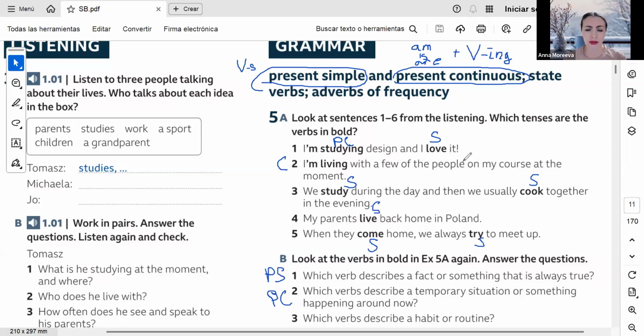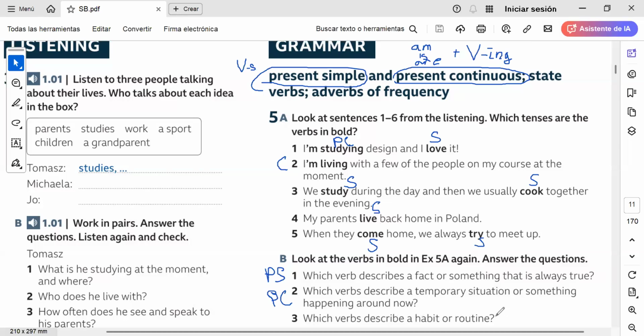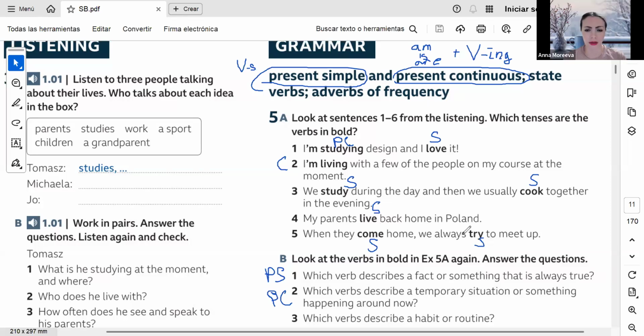Or I'm living with a few of the people on my course. Also, he speaks just about this period when he's at the university and he's living with some students. But after he will finish the university, it's not about him for all his life. It's a temporary situation. Number 3, which verbs describe a habit or routine? Adverbs of frequency. Well, it's a verb. The same, present simple or present continuous.